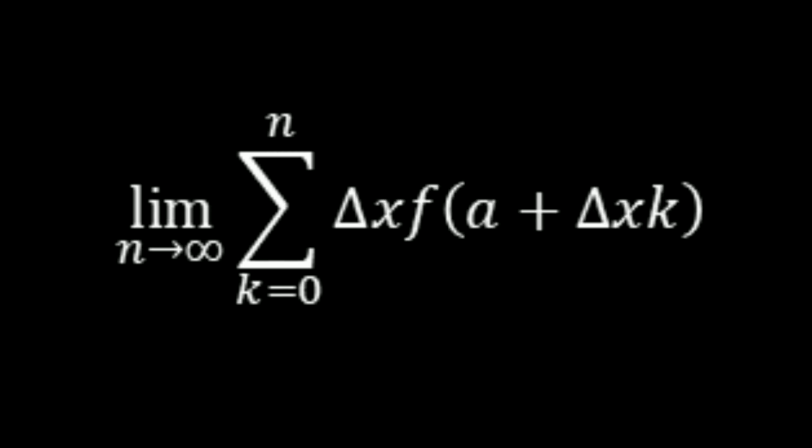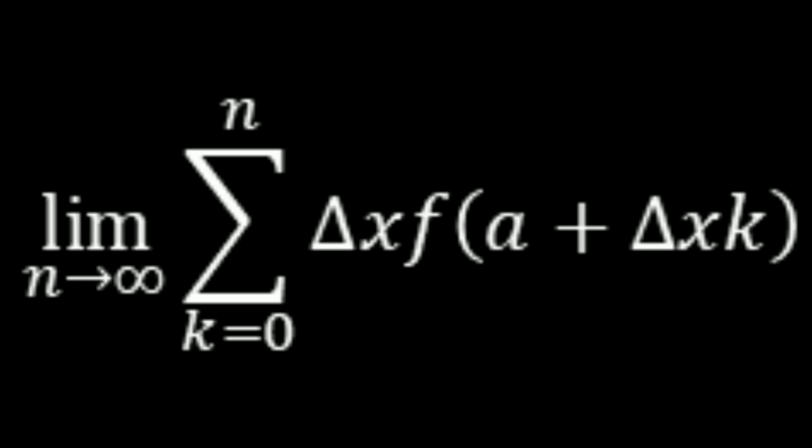This general formula appears in the form of limit as n approaches infinity, which encases sigma, the variable k beneath sigma, which starts at 0, and n above sigma, with the term as delta x, or the coefficient, multiplied by the function f of a plus delta x times k. Now that we have been introduced to this mysterious delta x, we must understand delta.